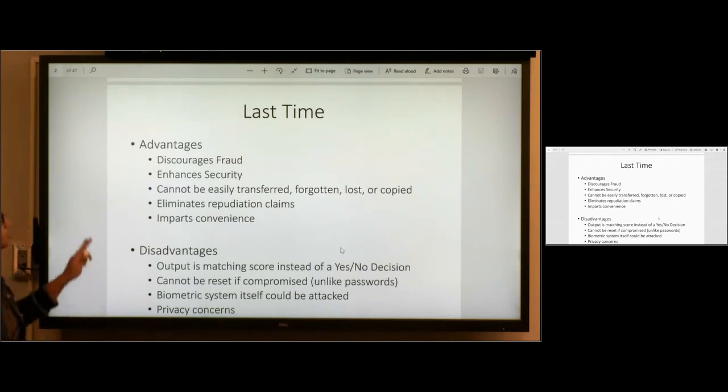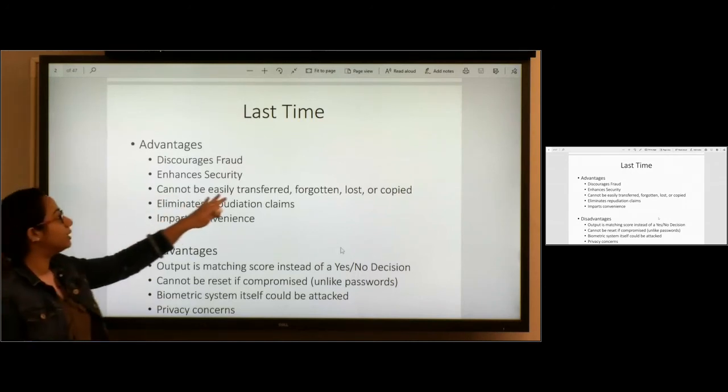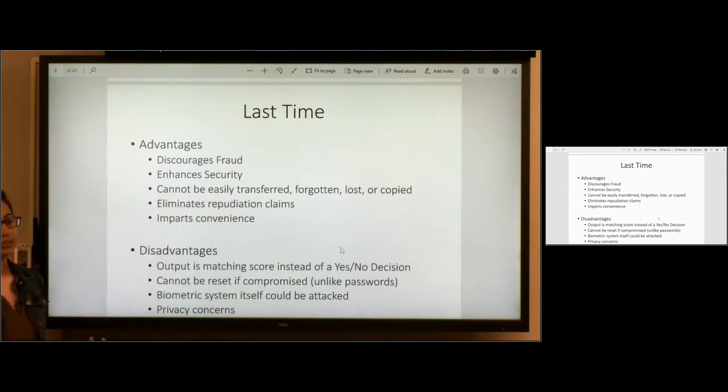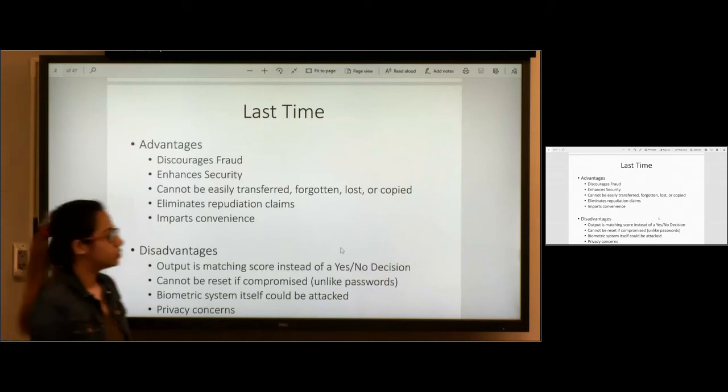So that's the reason it discourages fraud, because the attacker has to be smart enough to do those kinds of things. This is not that easy that anybody can do. So biometric systems can provide you with enhanced security, they discourage fraud, and they cannot be easily transferred or forgotten, and there's nothing you have to remember about it. That's another beauty of biometric systems, there is no chance that you will forget this. And also it eliminates repudiation claims. Now what does that mean? Repudiation means denying something. So for example, okay, let me draw something.